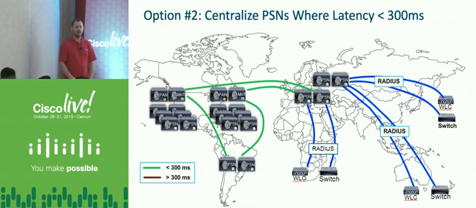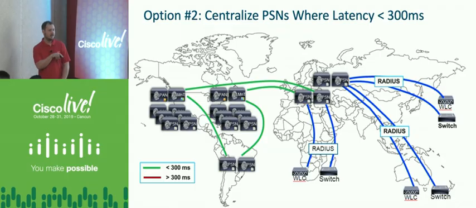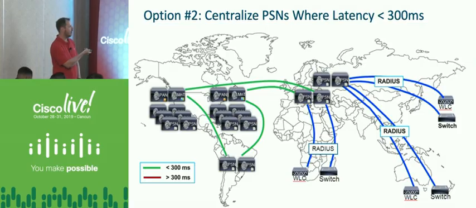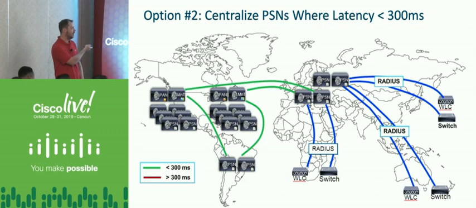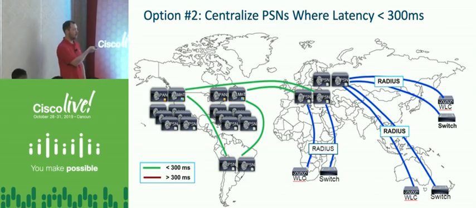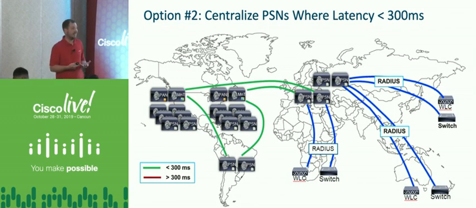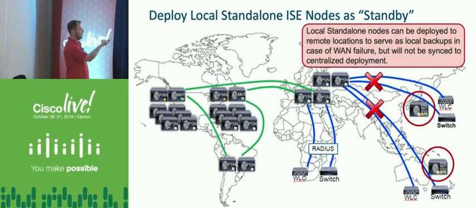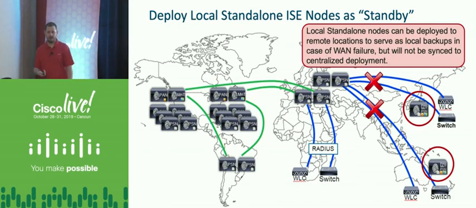Now the other option that is just as effective is, instead of having local resources, to send RADIUS from our Asia Pacific and Australia sites up to the European PSNs. This is much more tolerant of the latency that we would see there. There is obviously a downside to this deployment: if these links die, we're going to lose authentication and authorization services.